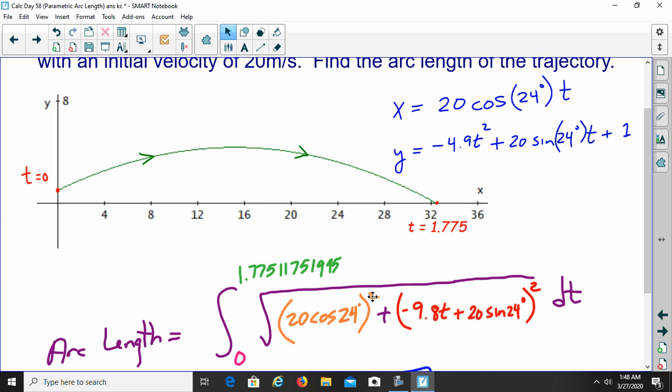Now remember, we need to square dx dt, plus dy dt. Well, the derivative of negative 4.9 t squared is negative 9.8 t. And similar to what we did before, the derivative of 20 sine of 24 degrees t is just the coefficient, which is 20 sine of 24 degrees. And we're going to square dy dt. And then here's our differential at the end, dt.